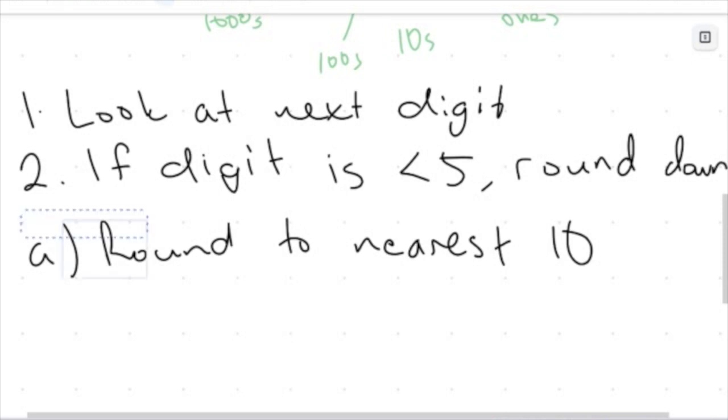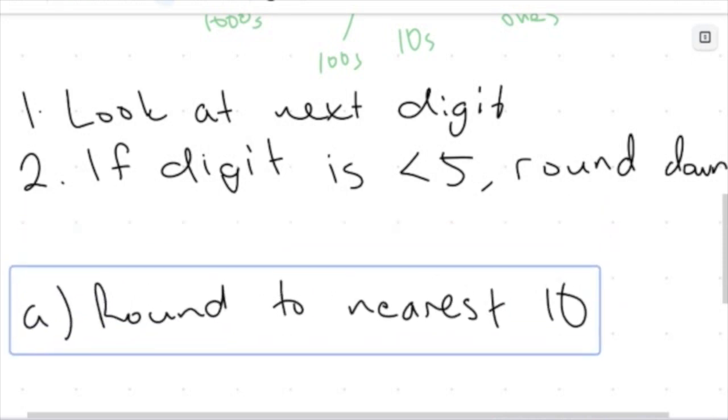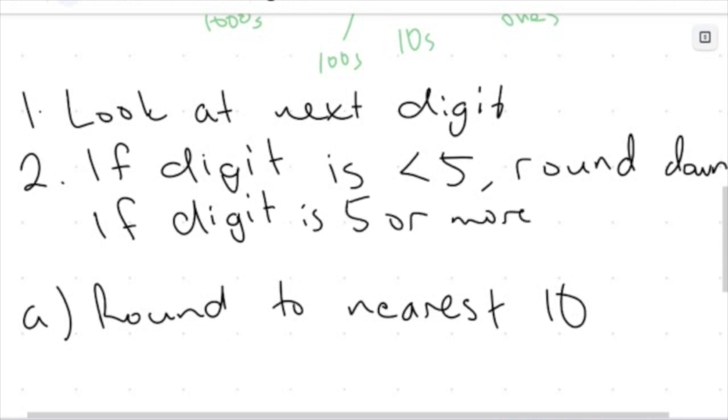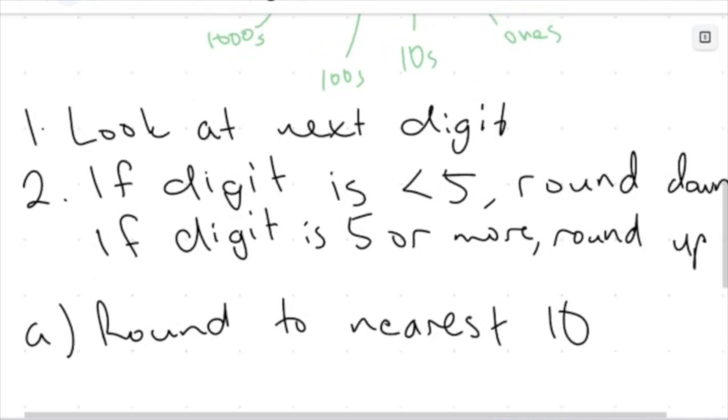Let's move this down a little more. Sorry about that, guys. Formatting's a bit off. And if the digit is 5 or more, we want to round up. So let's actually look at what this means within the context of this question.